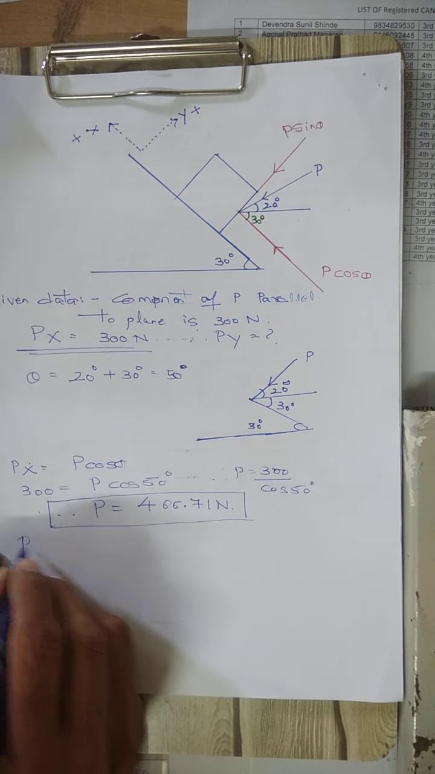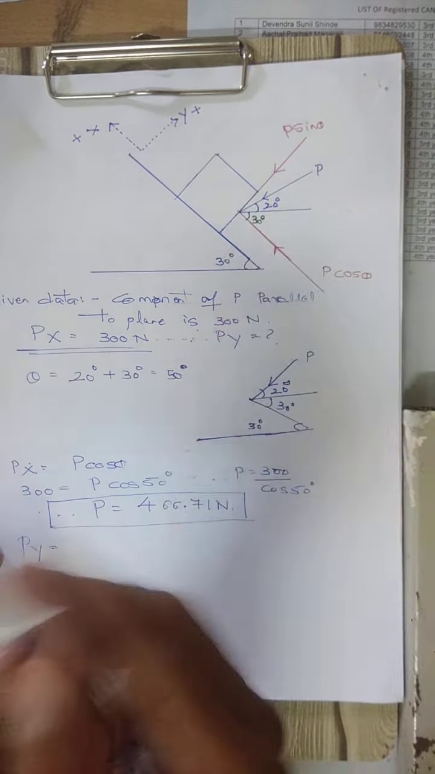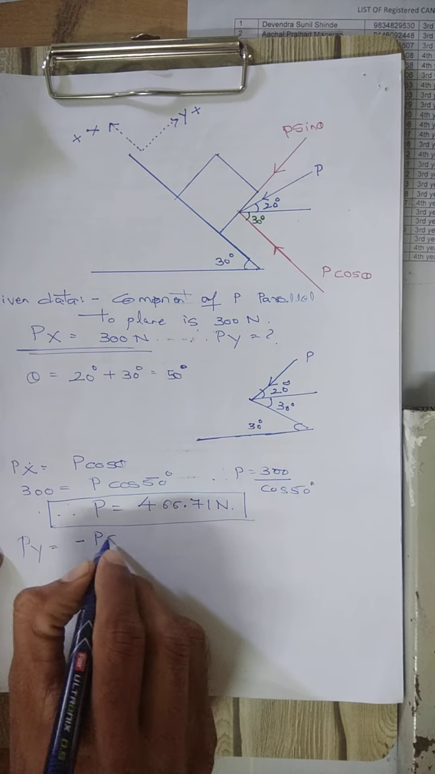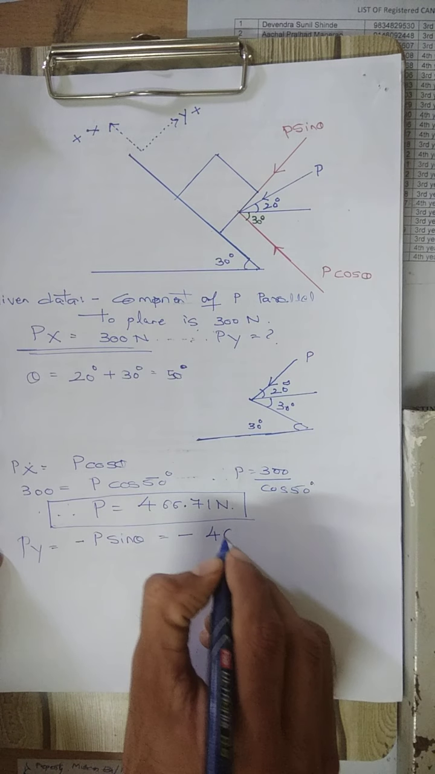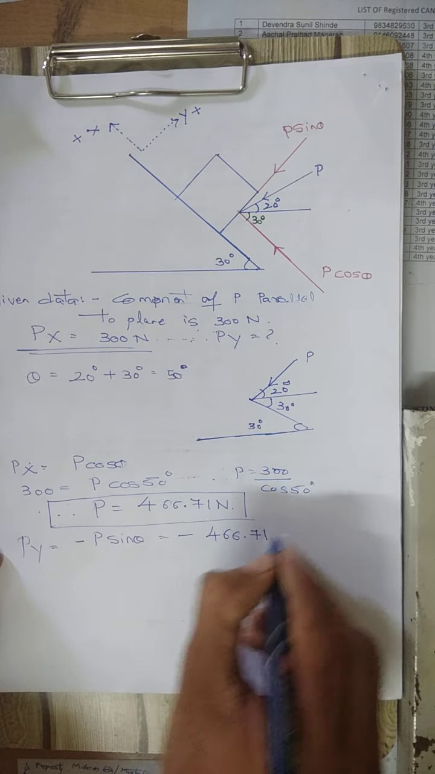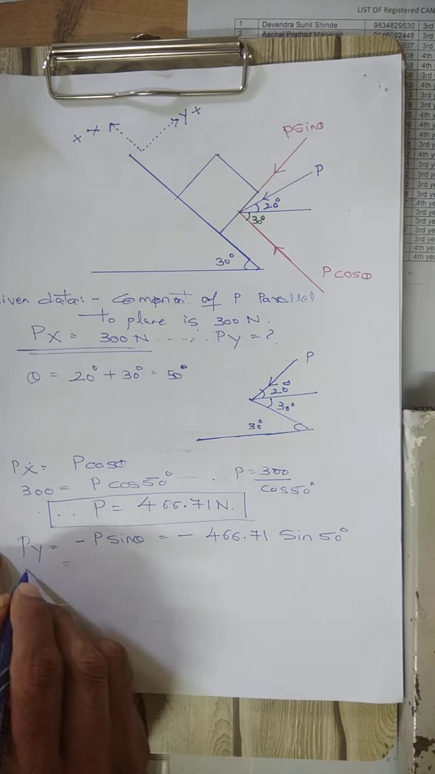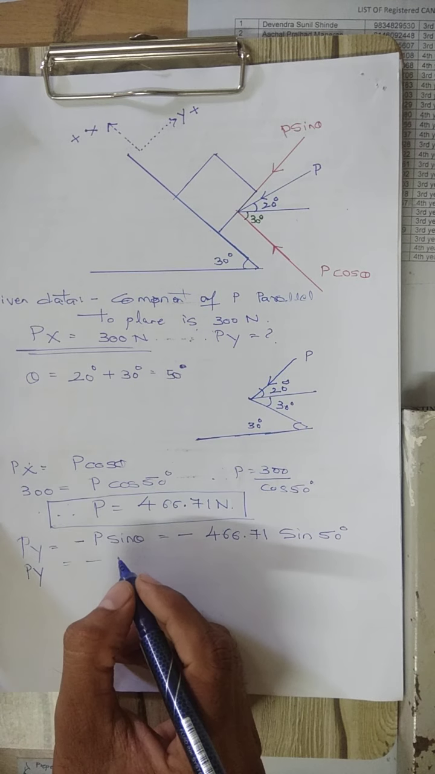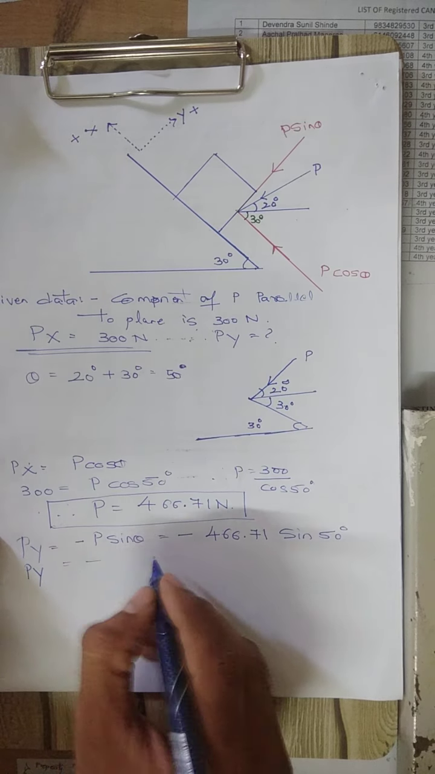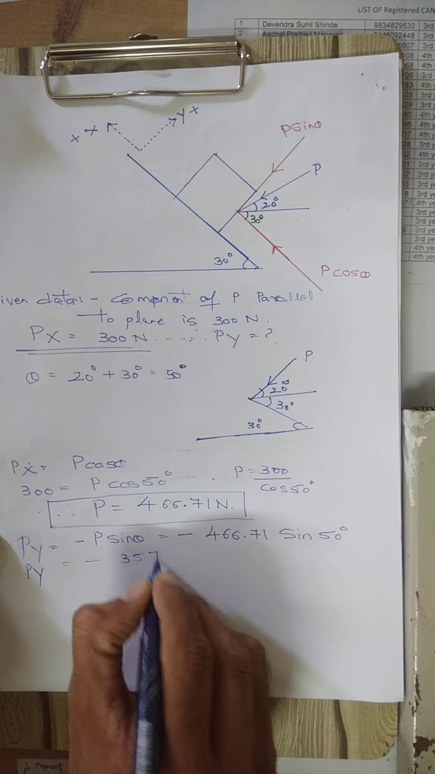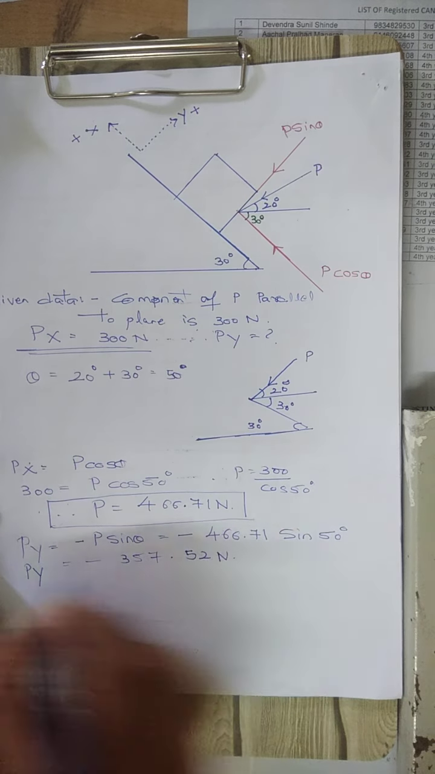Then the y component, Py, for this force is downwards, so minus P sin theta. Just now we calculated P as 466.71, and sine of 50 degrees. So what is Py? With the minus sign, that is minus 357.52 newtons.